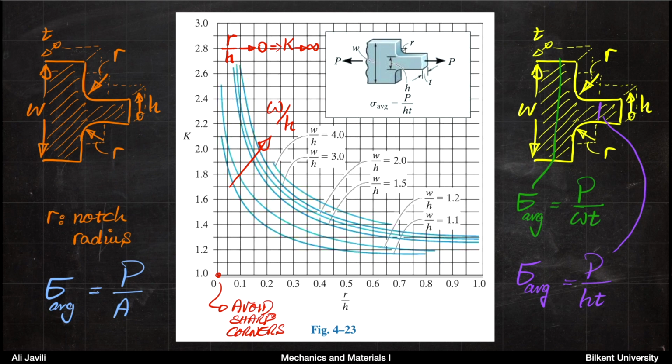So the important thing here is that you can see that, for instance, if R over H goes to 0, that means you have a very, very sharp corner. The stress concentration factor goes to infinity. Okay, so this property, that if fillet radius goes to 0, stress concentration factor goes to infinity, tells us that we should avoid sharp corners in design. So if you want to design something, the first thing is to avoid sharp corners.